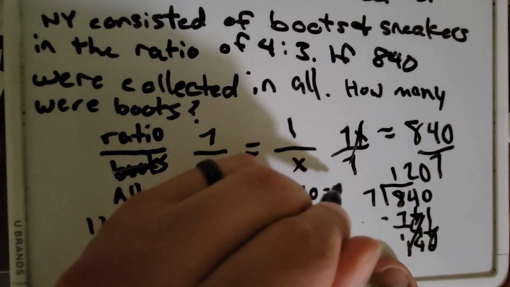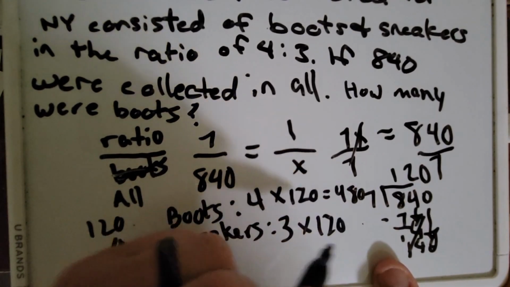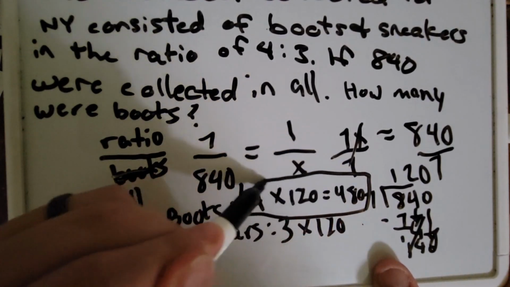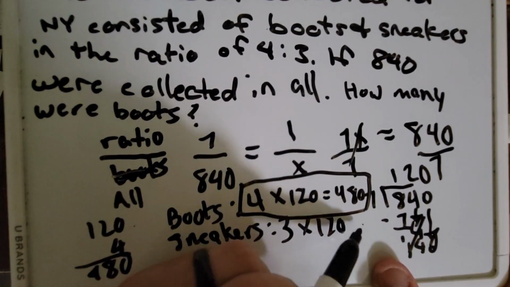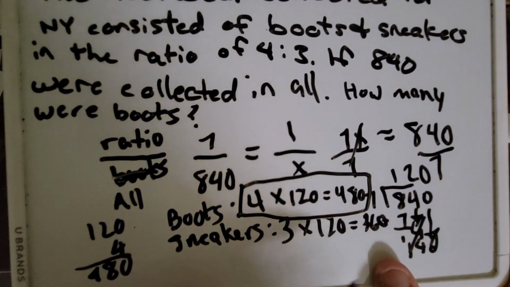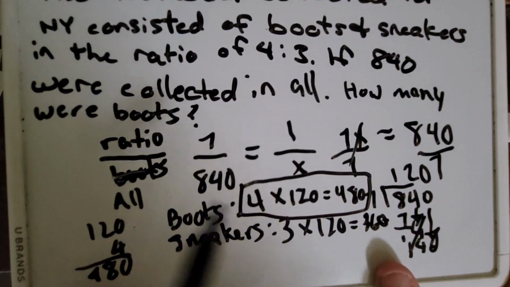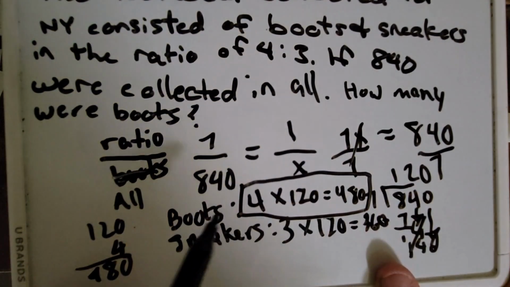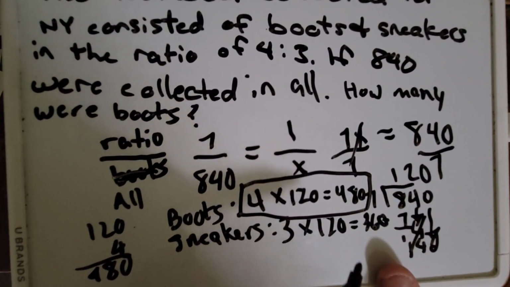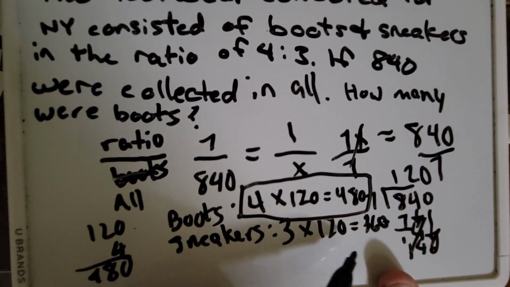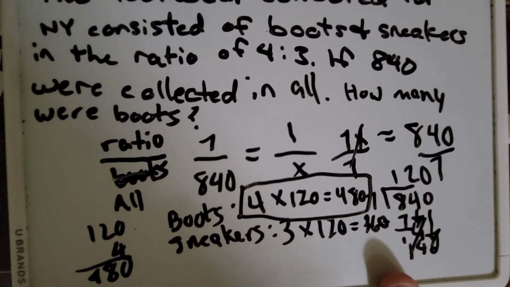That's going to equal 480. And then this is going to end up equaling 360, but that's not necessarily relevant. What they're asking is how many boots were there in this ratio. So of 840, 480 of them are going to equal the boots ratio. And if you wanted to double check your work, you could even add the 480 plus the 360. That'll land you at 840 to prove that your math is correct.